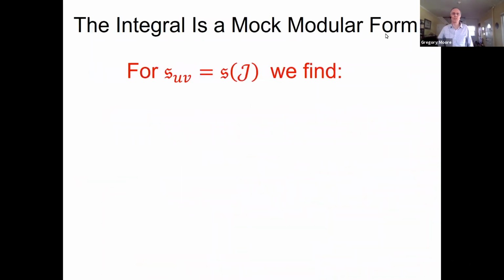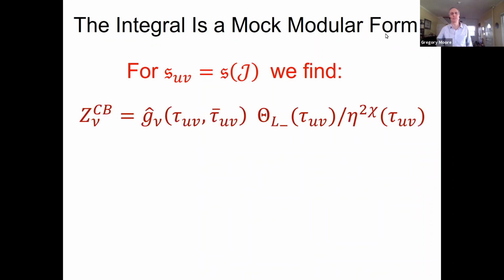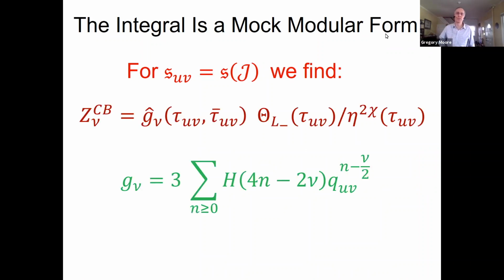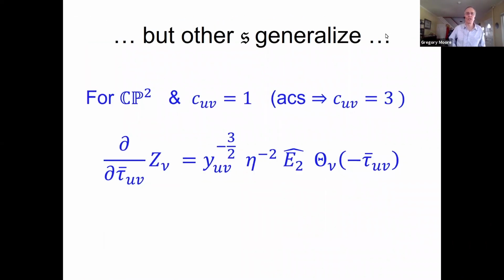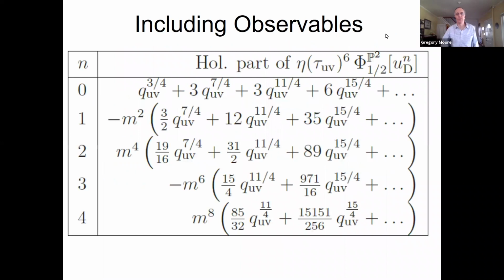Anyway, for the ultraviolet spin-c structure determined by an almost complex structure, we find expressions that look like this, where G nu is the famous kind of mock modular form that we learned about from Zagier. And thus, we reproduce results of Vafa and Witten. But we can also generalize to other spin-c structures. So for CP2, we get other kinds of holomorphic anomalies. And we can also introduce operators. So for CP2, here's the result where I've introduced various powers labeled by n of the point operator.